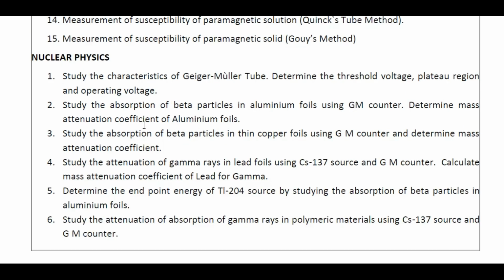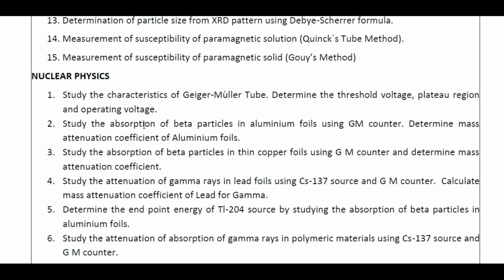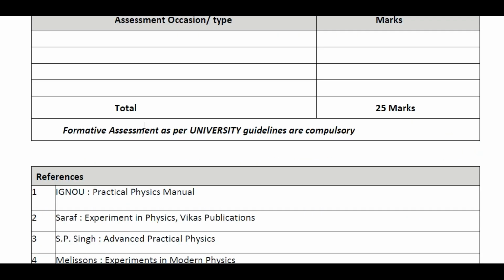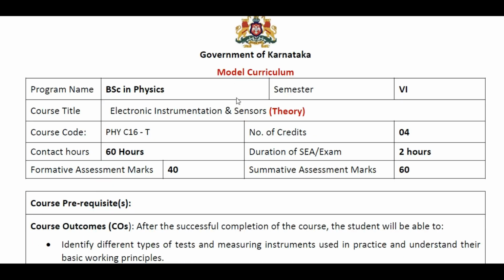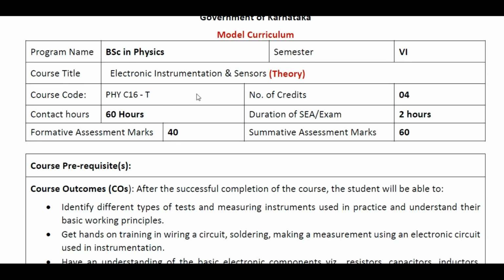So these activities the student has to perform in their labs. They might refer to these references for doing these practical experiments. The second theory paper for the B.Sc Physics 6th semester is Electronic Instruments and Sensors. It is for 4 credits, 2 hour semester end examination, 100 marks paper, 40-60 for formative and summative assessments respectively.